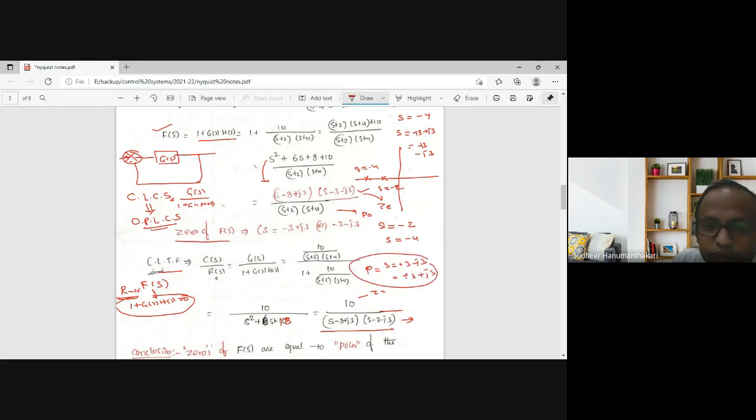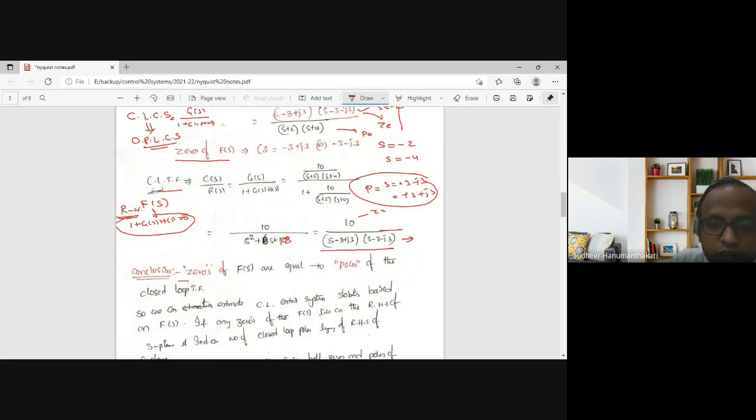So are the poles of the closed loop transfer function equal to the zeros of F(s) or not? I can conclude that the zeros of F(s) are equal to the poles of the closed loop transfer function. Rather than analyzing where the poles of F(s) go after creating feedback, I analyze the status of the zeros of F(s). If all the zeros of F(s) lie on the left hand side of the s plane, obviously the closed loop transfer function poles also lie on the left hand side of the s plane, then the system is stable.